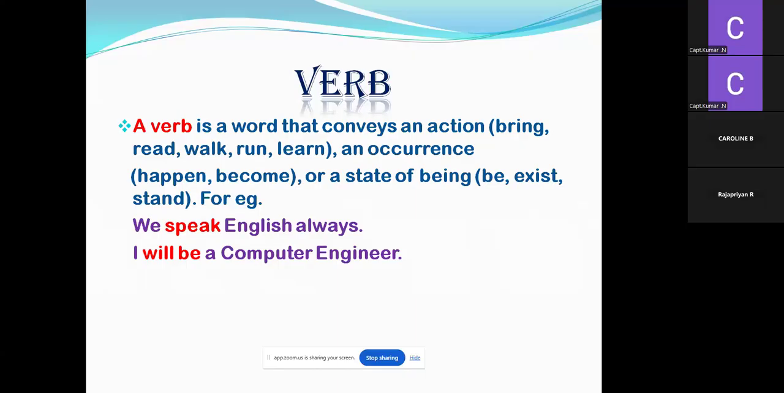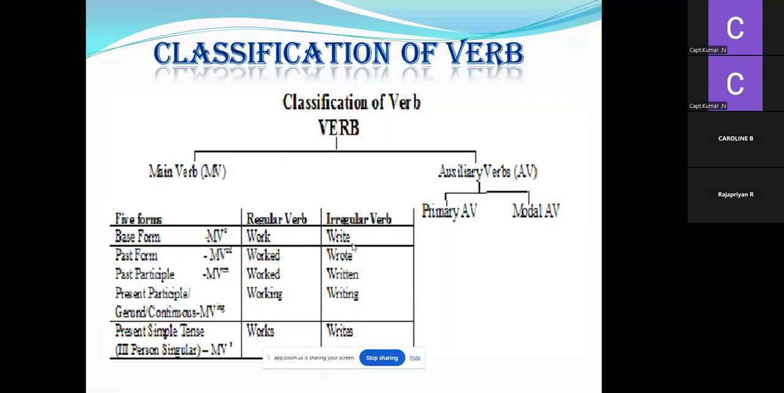See the examples, the sentences. We speak English always. I will be a computer engineer. You are students. Your brother is here. In this, speak tells an action. But the verbs are and is express a state of being. And we'll see the classification of verbs. The main classification is main verbs and auxiliary verbs, and the forms of the main verb, which are mainly used in different tenses. So that we will see.